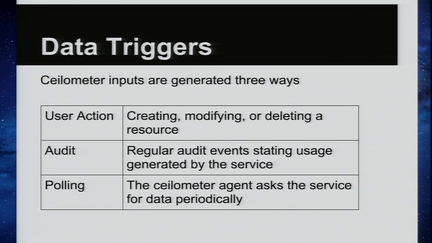Here it is. So, three ways that interaction are being dealt with. The first one is, well, we want to be able to collect information when the user does something, like launches a new instance. We also want to be able to make sure that what has been initiated is still happening.